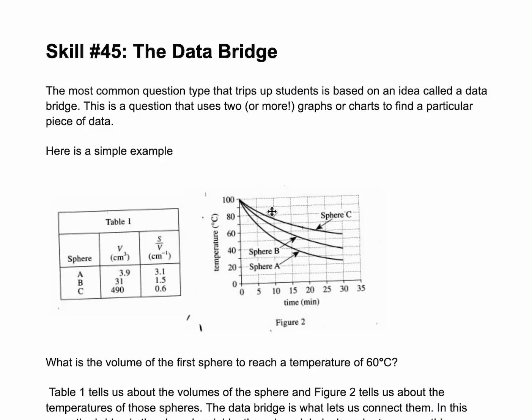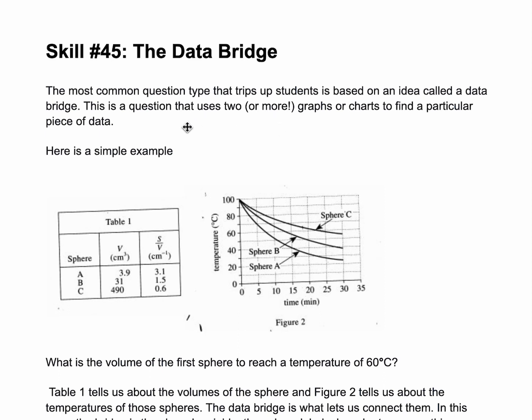All right, so skill 45 is the data bridge. This is a question that appears, again, maybe two or three times on an ACT science section, maybe even just one, but it can throw students off sometimes. So it's good to know what you're getting into.